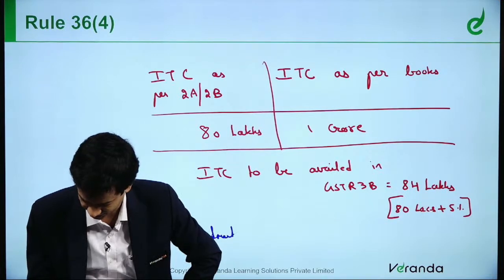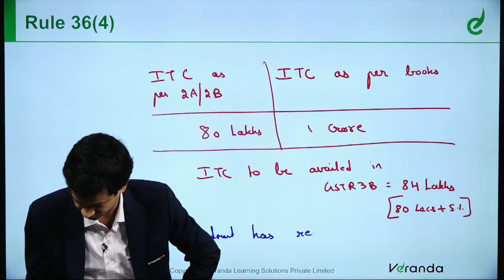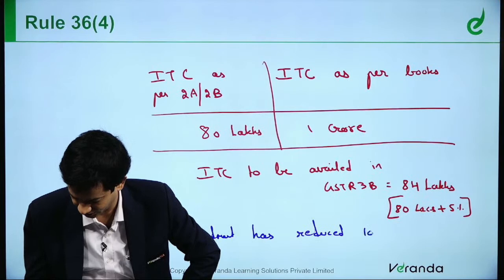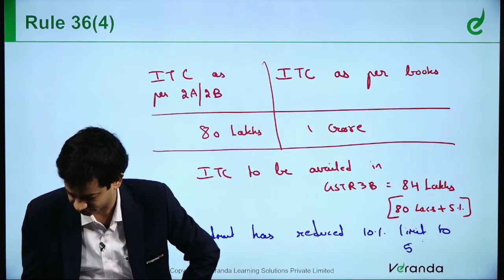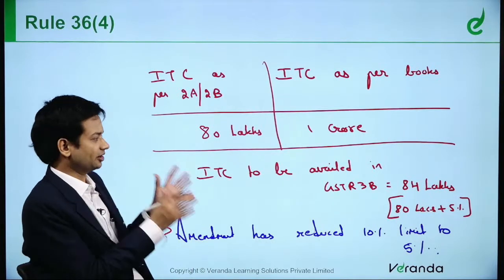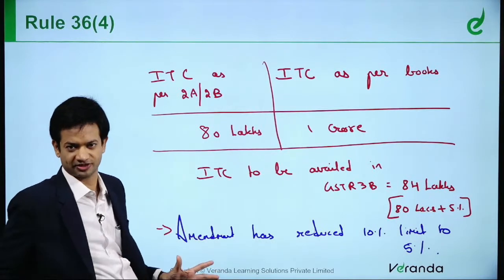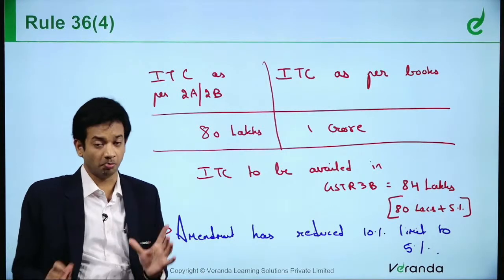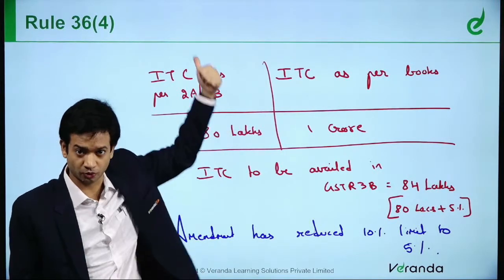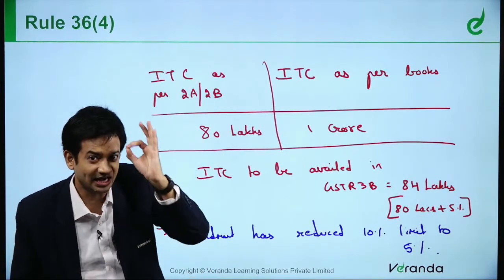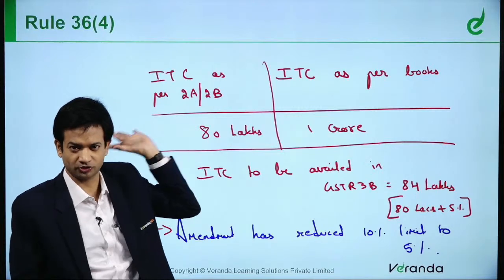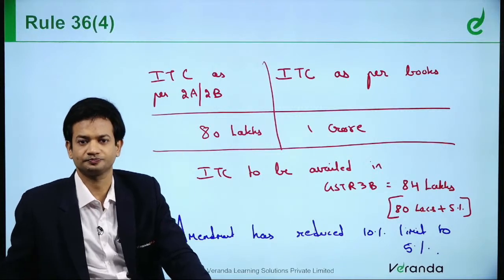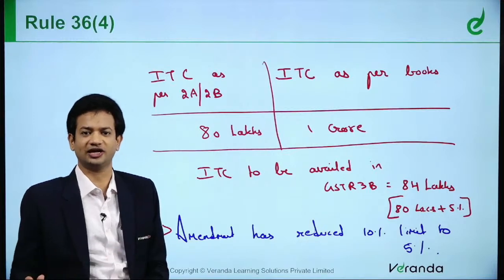Amendment has reduced the 10% limit to 5%. Right? So the 10% limit has been reduced now to 5%. So ITC you can avail, but yes, you have to verify your 2A 2B as per Rule 36(4), an important rule. Again, an important rule from the exam's perspective, Rule 36(4), that has been reduced to 5% now. So more than that I cannot take.